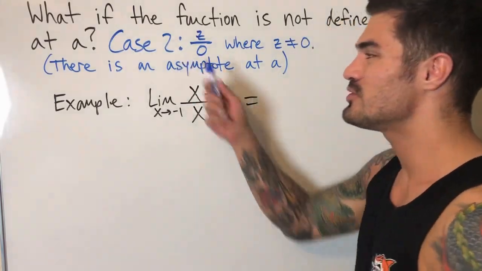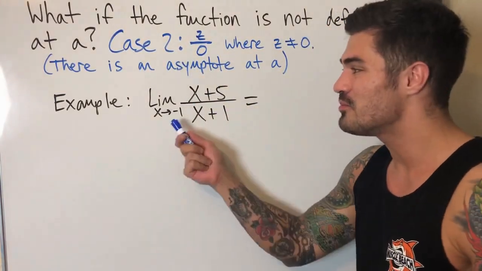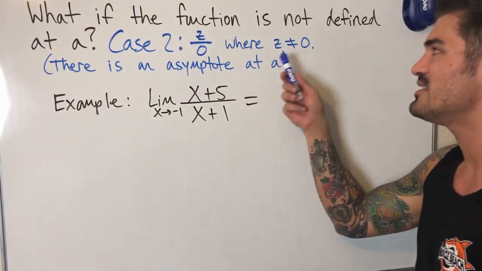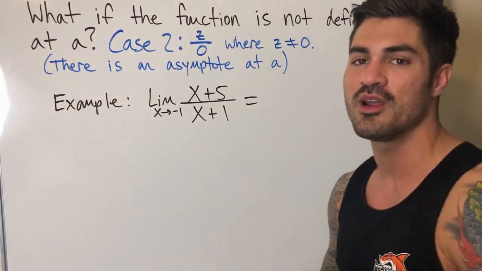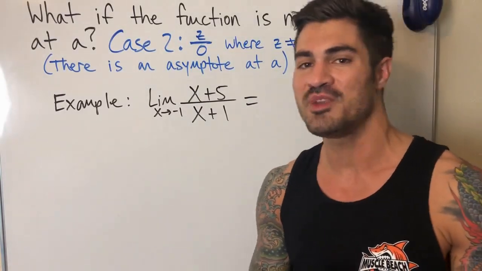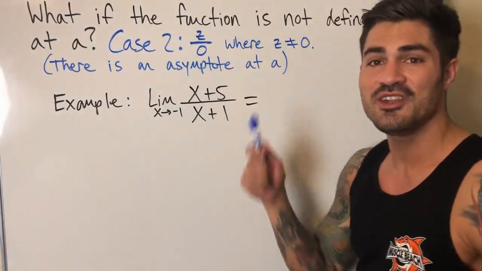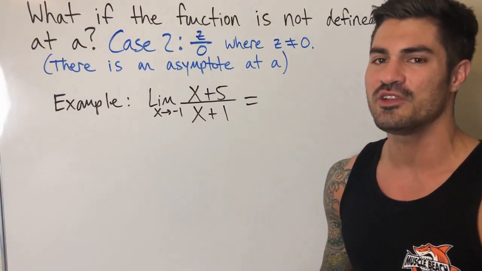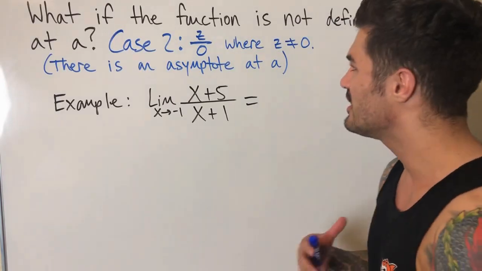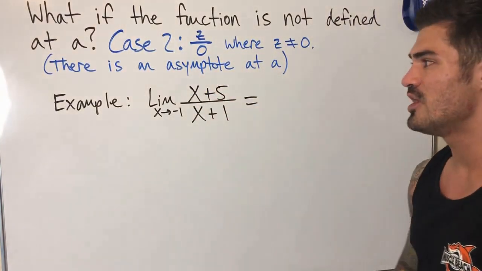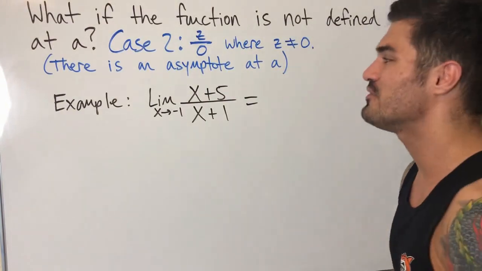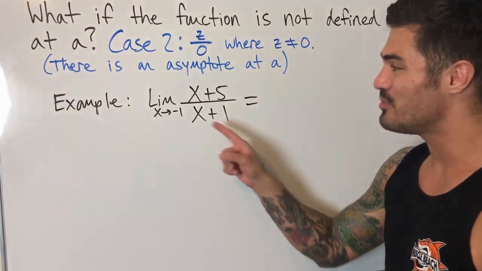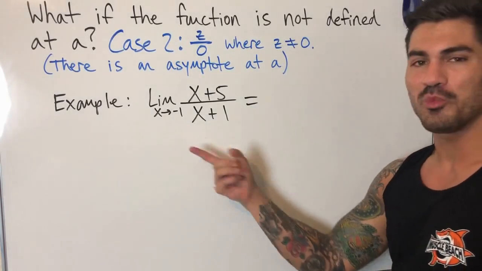All right, so case 2 is when we plug in this number a, this number that x is approaching, into the function and we get z over 0, where z is any non-zero number. So remember, case 1, 0 over 0, that means there's a hole. Case 2, any number other than 0 over 0, that means there's an asymptote. So we treat these differently, which is why I broke it up into case 1 and case 2. So what do we do when there's an asymptote? Well, let's look at this example and see if we can figure it out. We already saw this earlier. We approached 1 and it was an easy limit, but now it's more difficult, because we're approaching an asymptote.